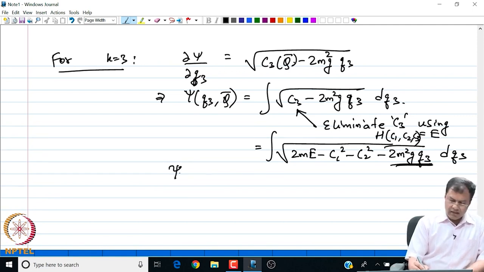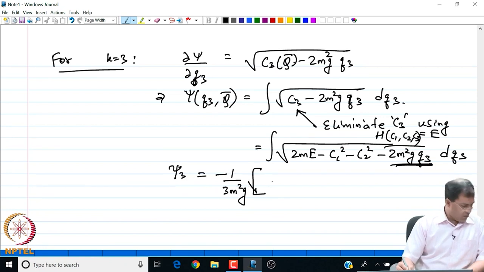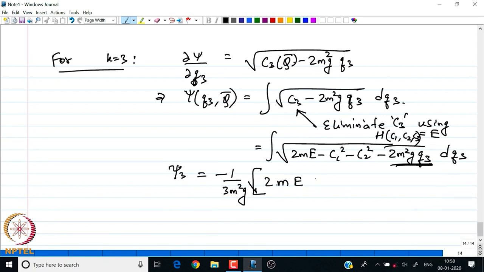The answer psi 3 comes out to be the following: minus 1 by 3 m square g times the square root of the following quantity, 2 m e minus C1 square minus C2 square minus 2 m square g times Q3, to the power 3 by 2, plus another constant K3 of Q, right.